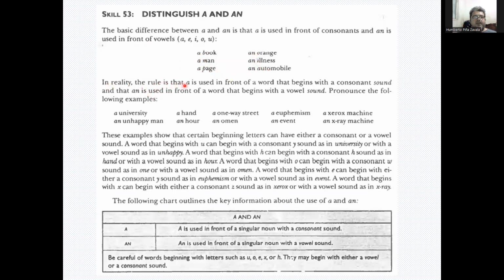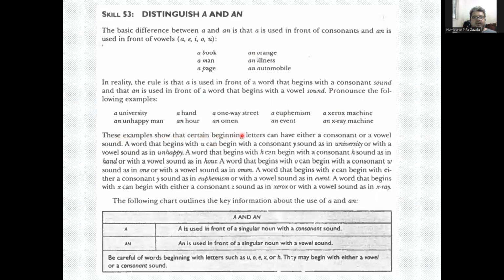In reality, the rule is that A is used in front of words that begin with a consonant sound, and that AN is used in front of words that begin with a vowel sound. Okay, if we pronounce these examples: a university, an unhappy man, a hand, an hour, a one-way street, an omen, a euphemism, an event, a Xerox machine, an X-ray machine.